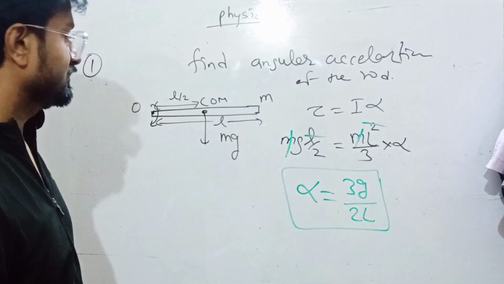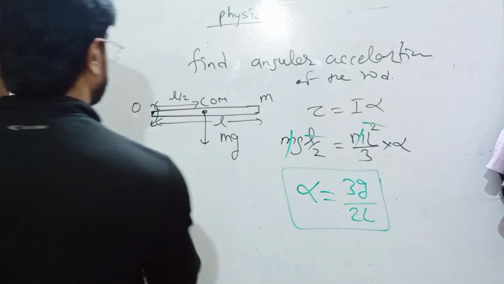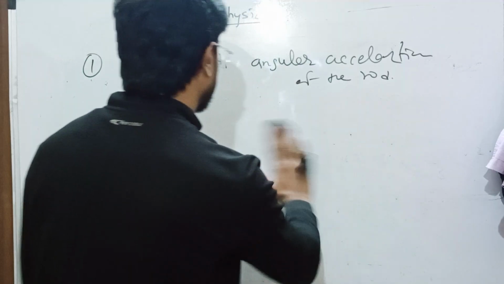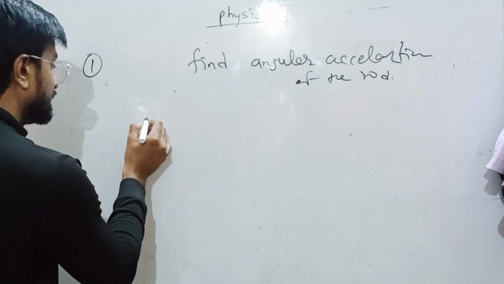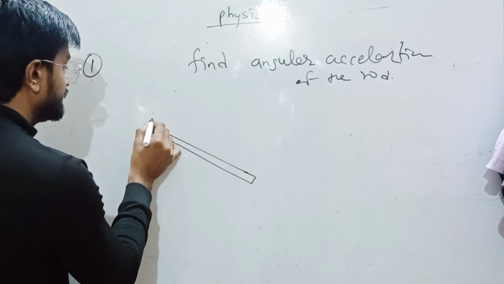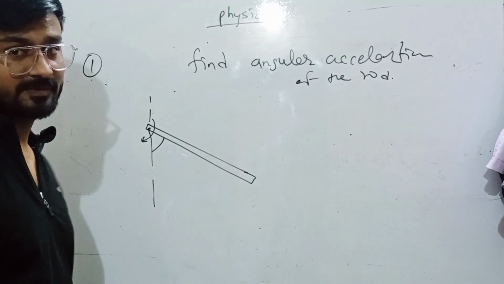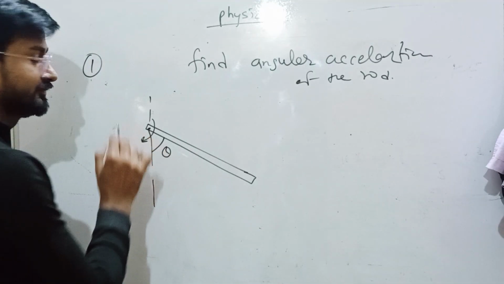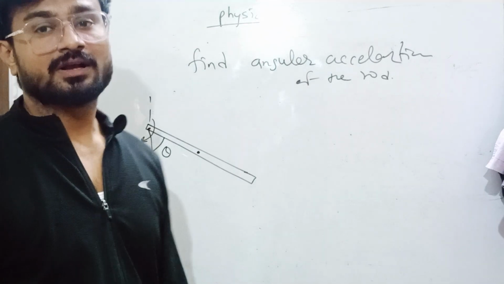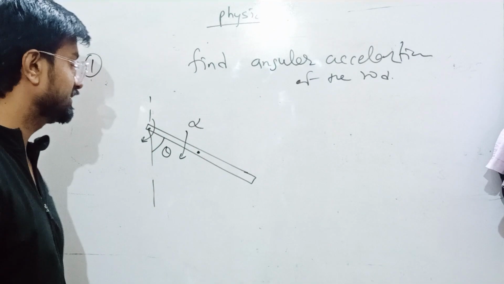Okay, let's take the second question. What is the second question asking? If the rod is not horizontal, in that case how will we solve the question? The second position is like this. Initially the rod is hinged like this, and the angle it makes with the vertical is theta. If it is making an angle theta with the vertical, how can we calculate the alpha of this rod at this instant?